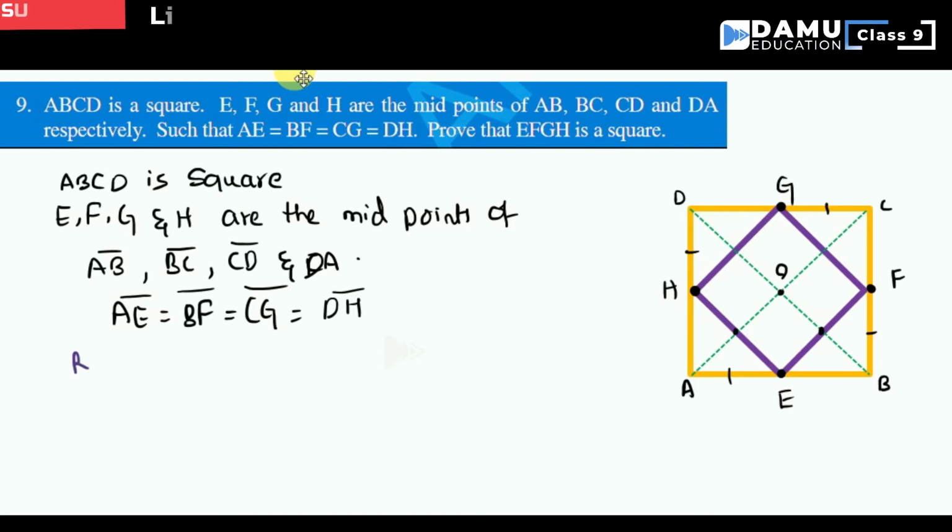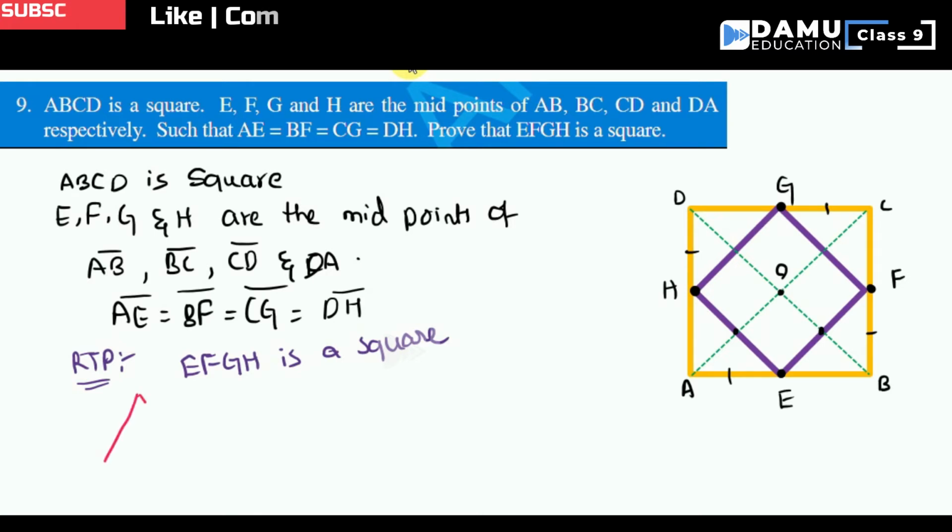So RTP is, what is that? RTP is: EFGH is a square. So we need to show that EFGH is a square. For that, first we are going to consider the sides, then we have to move on to the angles. Here the sides will be equal, and for that we should know the midpoint theorem of the triangle. We have to know that beforehand.